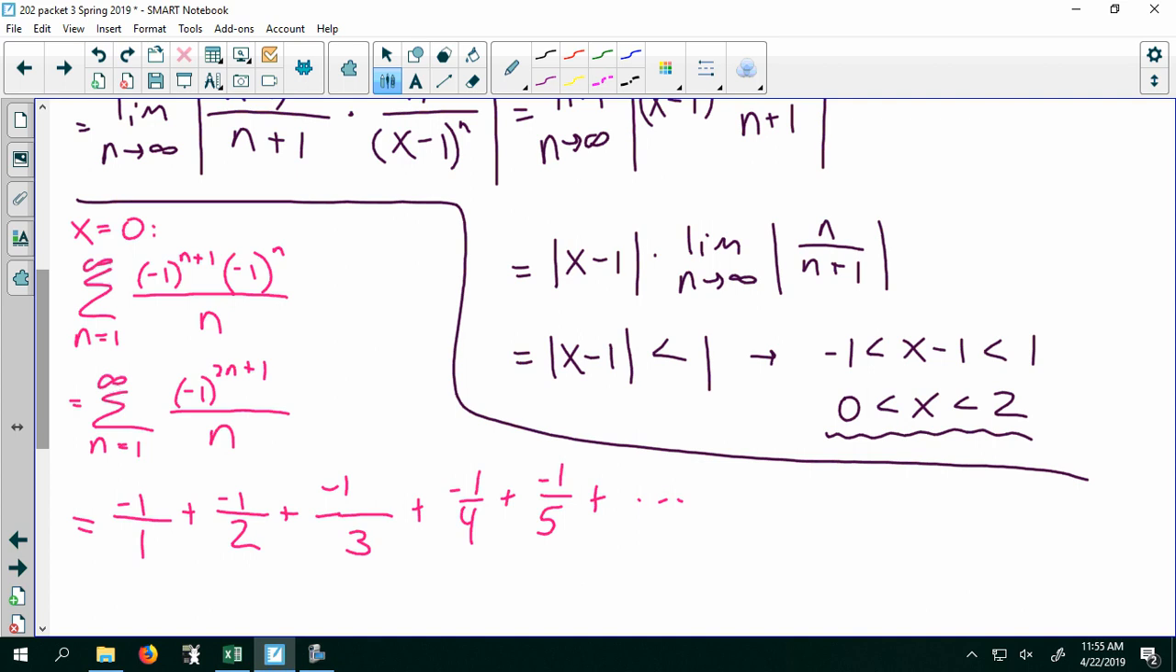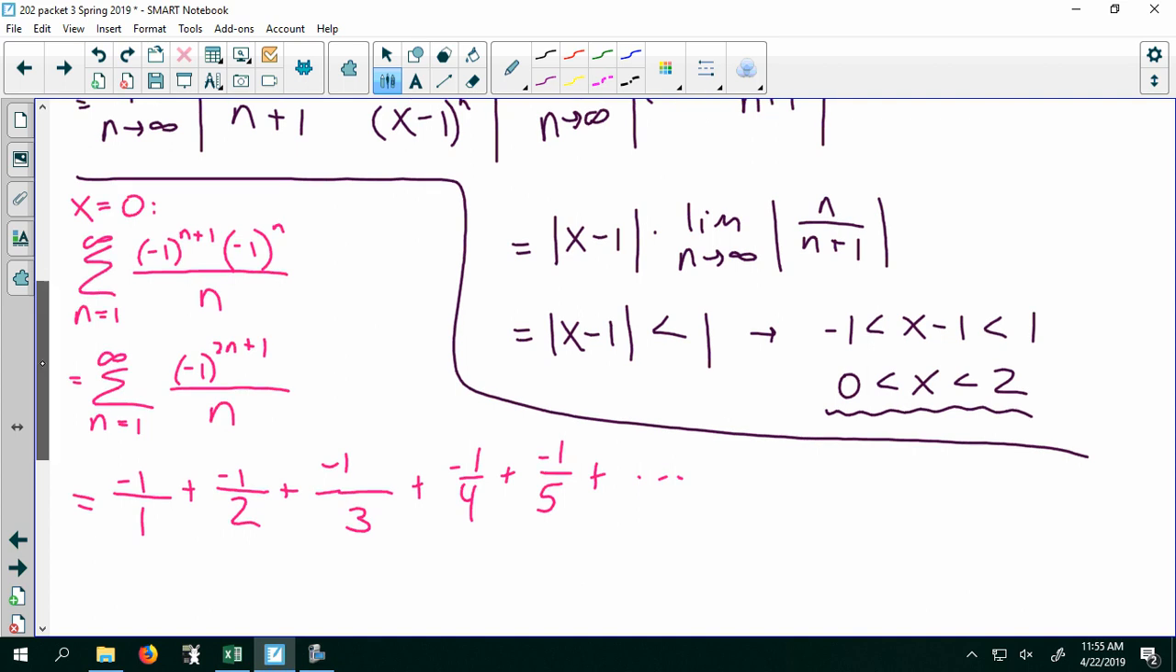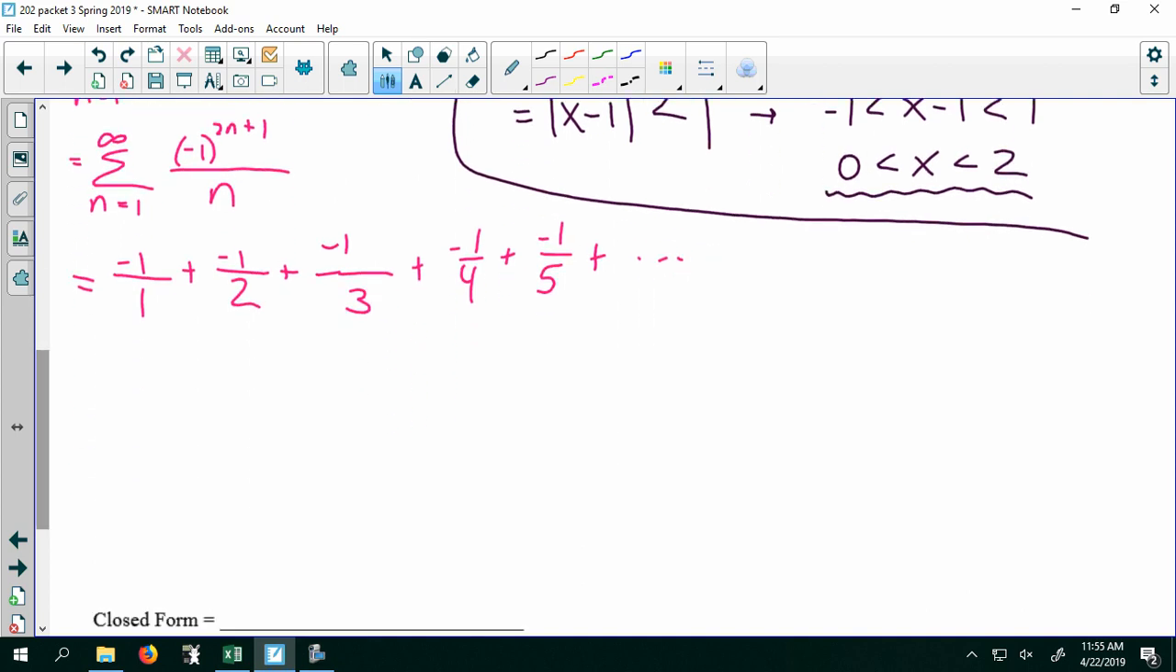Okay, so that looks like the harmonic series. The signs are all negative. They're not alternating. So if I factor out a -1, I'd have 1 plus a half plus a third plus a fourth. And that is a divergent p-series. It's a p-series where p equals 1. It's the harmonic series, which diverges.